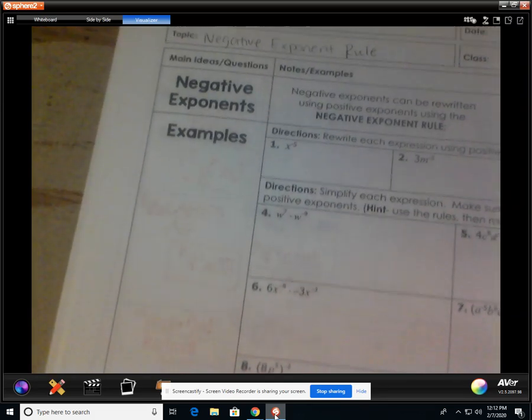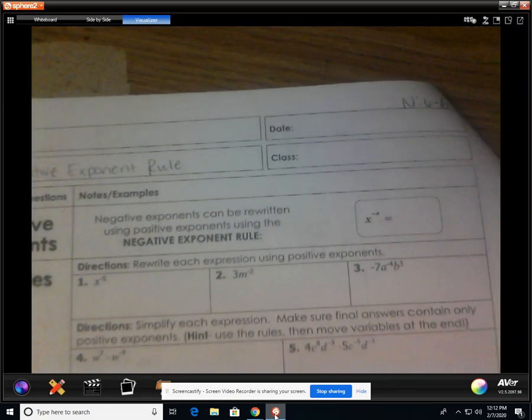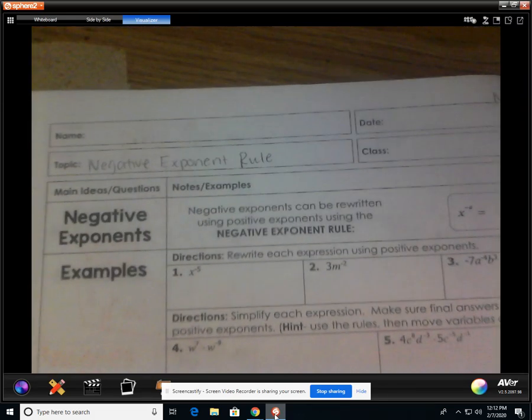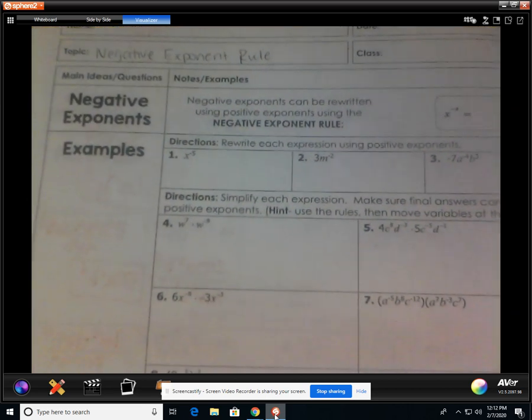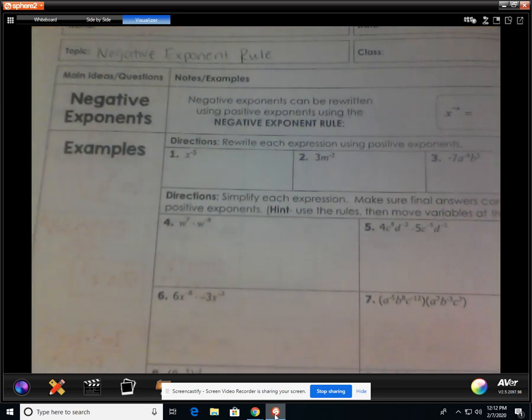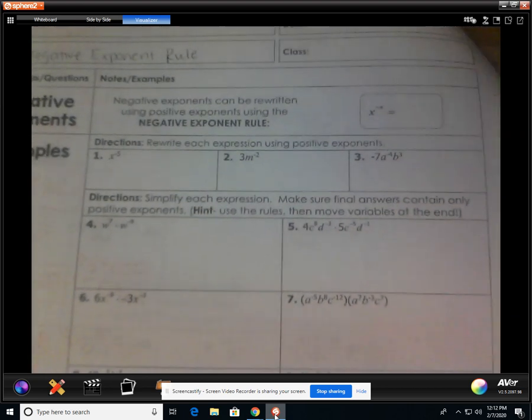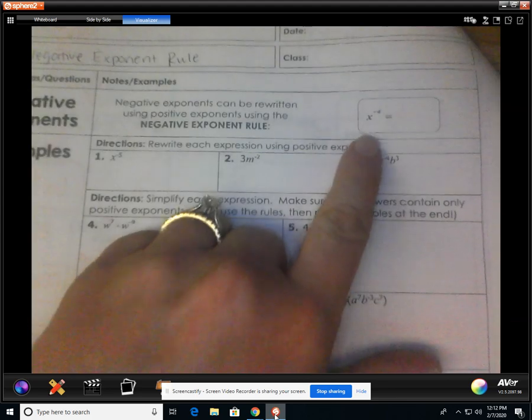All right, well, we are back at it, and we are now on note 6-6, which is the negative exponent rule. Again, sorry that this camera is a little bit fuzzier, but it's going to have to work, so just do the best you can. You should be able to see what I'm writing, but if you can't make out what's written or typed, just refer to your paper.